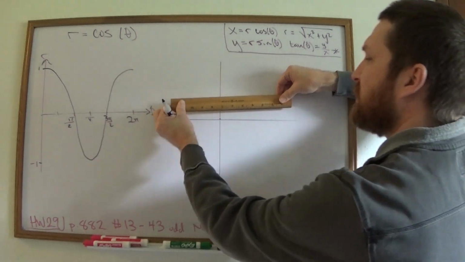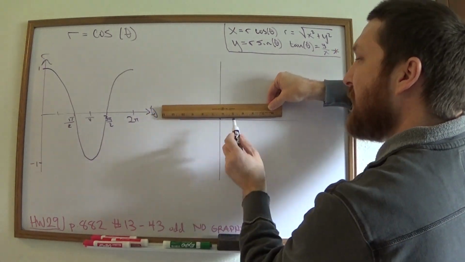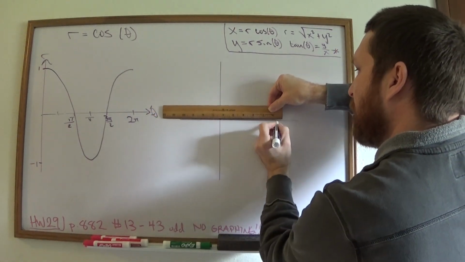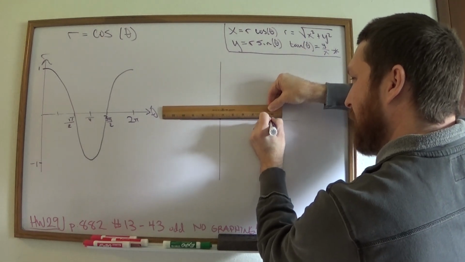So we know that it starts at 1, right? That the radius starts at 1 when theta is equal to 0. So I'm going to put a little dot right there.